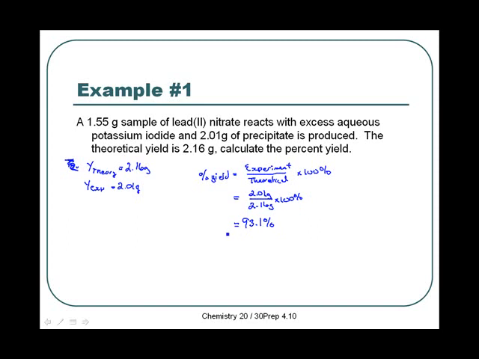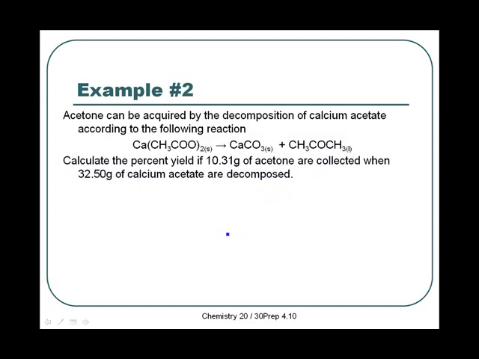There we go. That's the percent yield. The percent yield calculation is a fairly simple and straightforward calculation. Most of the time, however, you won't be told how much product you actually got. You'll have to find out using stoichiometry.